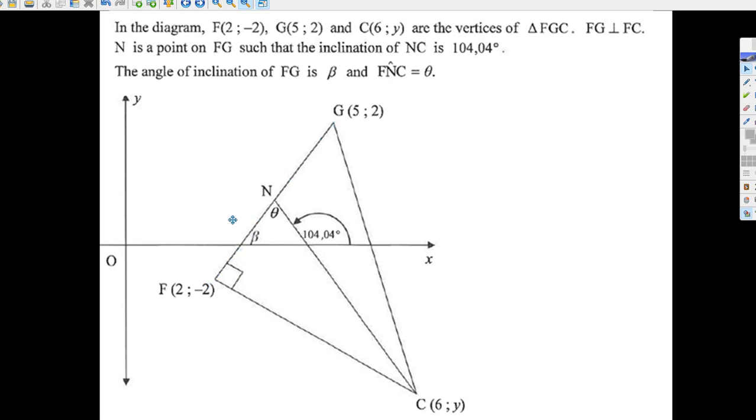But here's an important one. FG is perpendicular to FC. It's 90 degrees, so we know what that does for gradients, and that's important. And it's a point on FG that the angle of inclination, this is 104.04 degrees right here. And they named two angles here, beta and theta, so we're going to look at those later too.